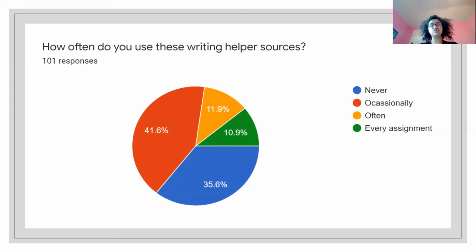This is important because it shows that if you purchase a writing helper source, there will be students who use it. And no matter how great of a product it is, people will definitely be using it. This is important because it won't be a waste of an investment because there will be people using it.